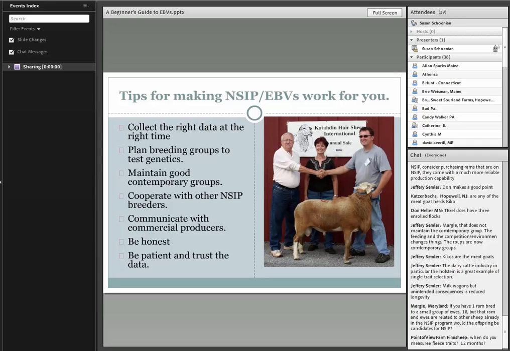Okay, you may make changes in your management so you can get better benefits from EBVs. You need to be patient and you need to trust the data. You look at an animal and say, oh well, he's not as big as this one, but he's got better EBVs. Trust the data.